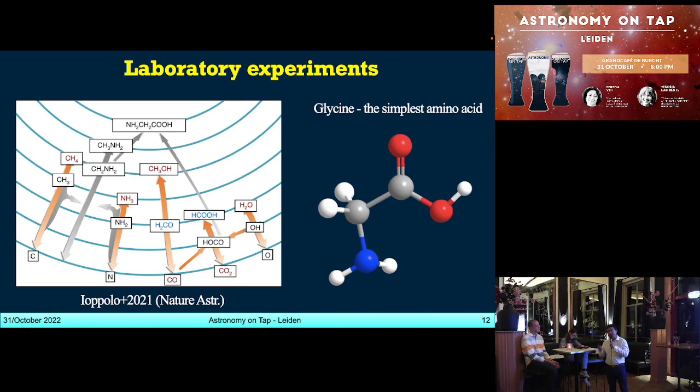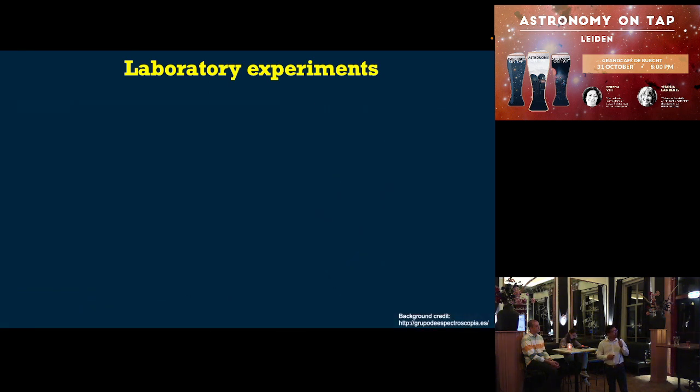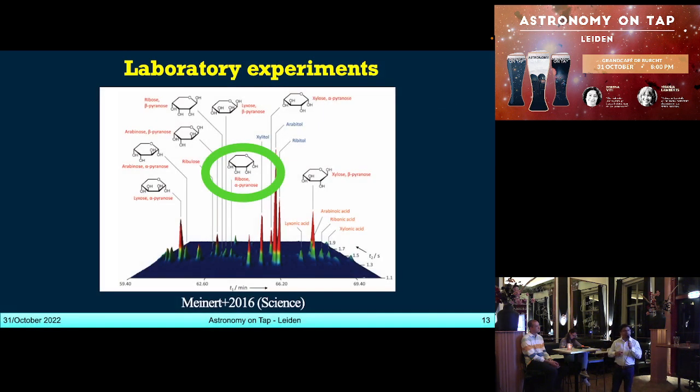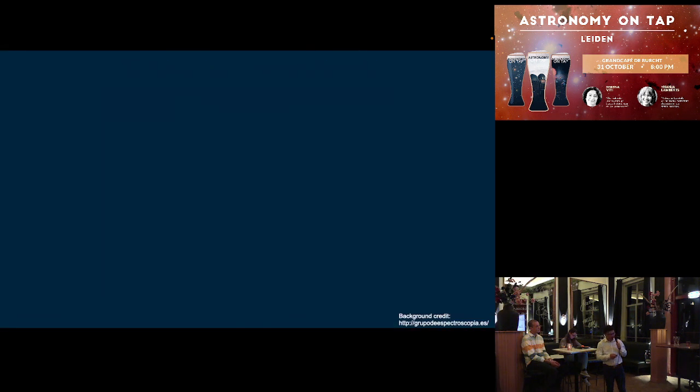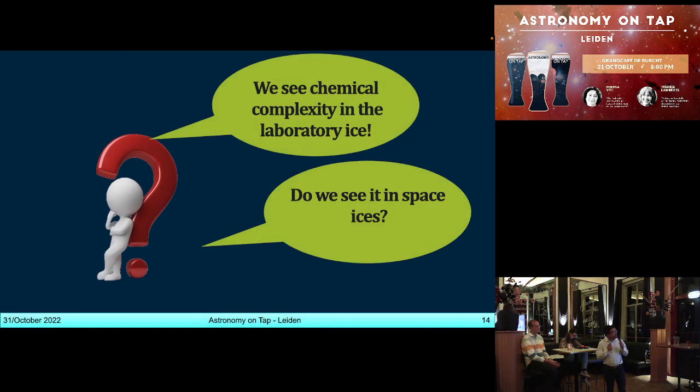We know that it's formed in the lab. The question is: is this formed in space? But now, if you include radiation, for example ultraviolet, you can form something much more complex. That's ribose, a key ingredient for the formation of RNA. So this is also formed in the lab, and could also be formed in space. Good. So we see chemical complexity in the laboratory ices, but do we see it in space ices?